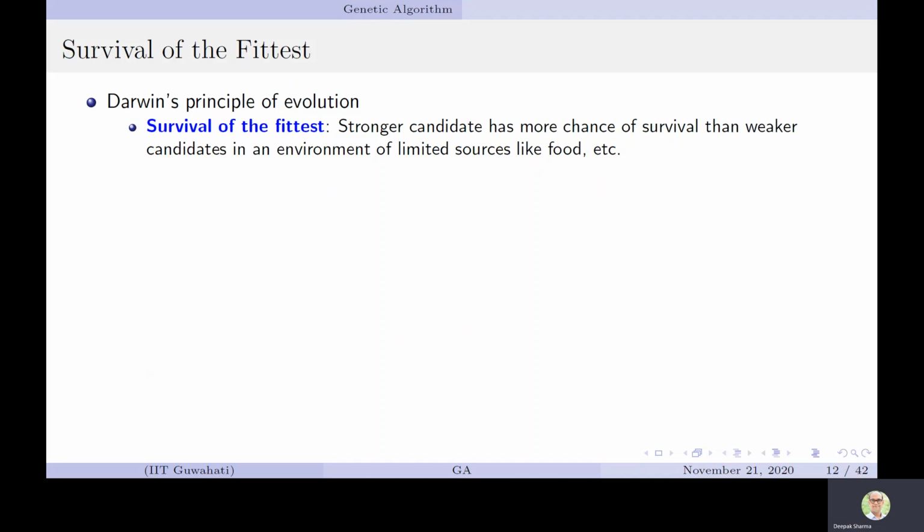The important part of the genetic algorithm is that it is based on the survival of the fittest. We know this is Darwin's principle, which says that a stronger candidate has more chance of survival than a weaker candidate in an environment of limited resources like food. So when we say it has more chance, we are saying that a stronger candidate has more probability of survival.